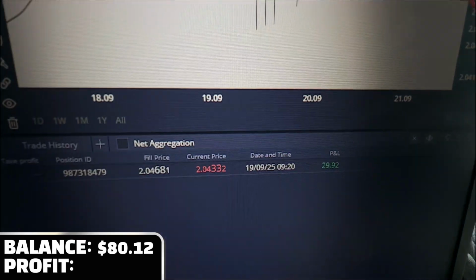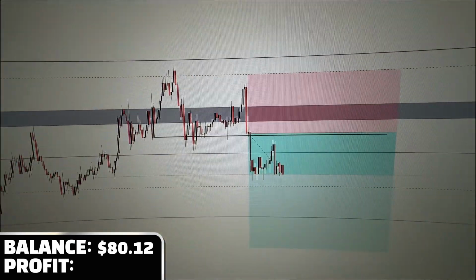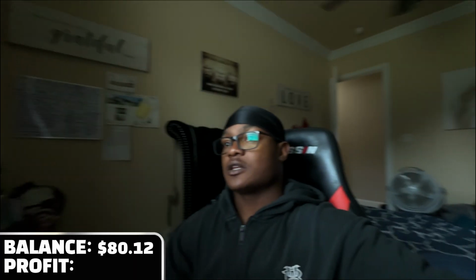So the trade's moving. We are $29 in profit. Price is still pushing. We had a nice rejection. I'm about to go back towards the 1 hour. It's doing exactly what we talked about earlier, how I broke it down.